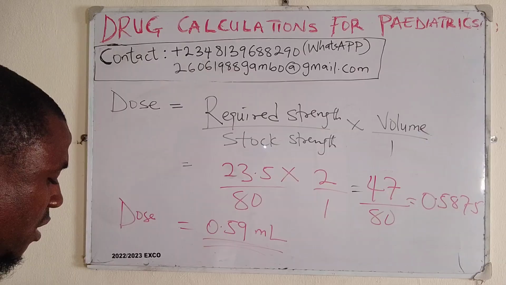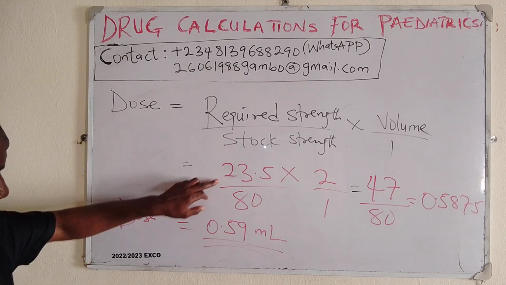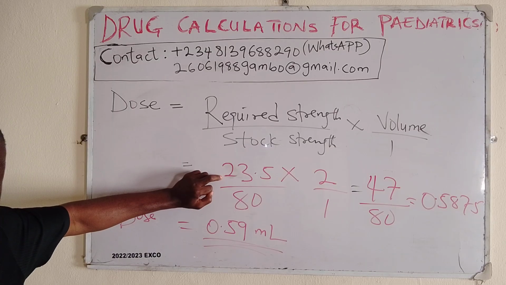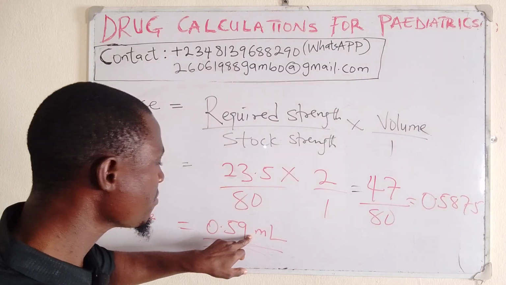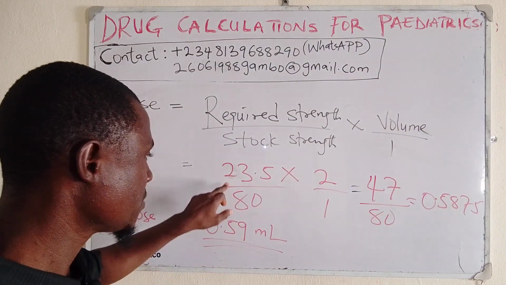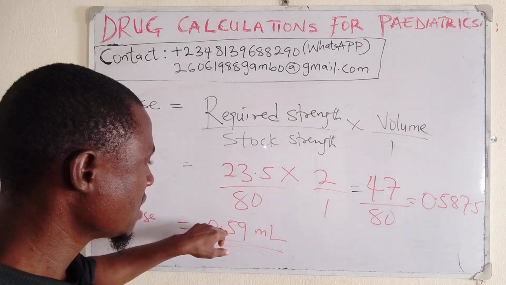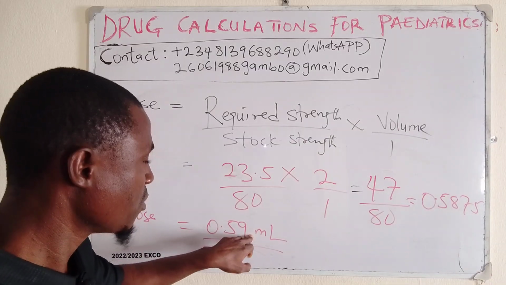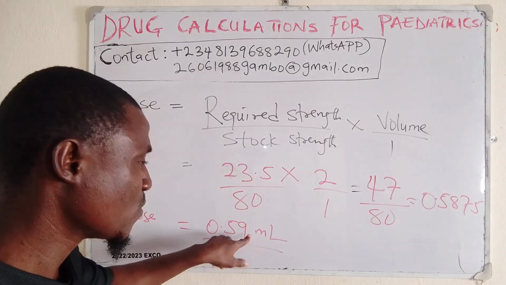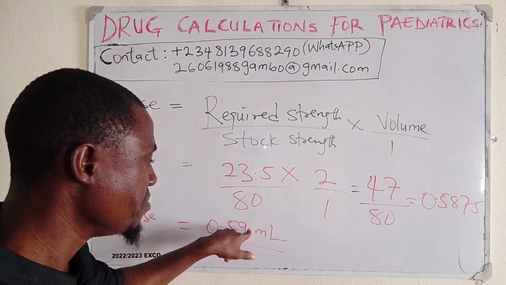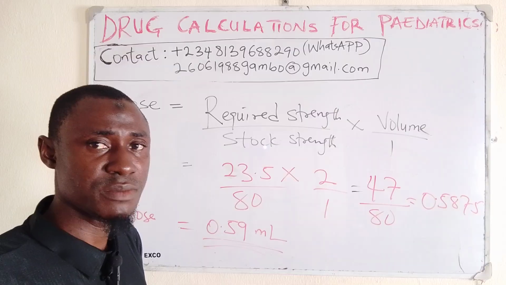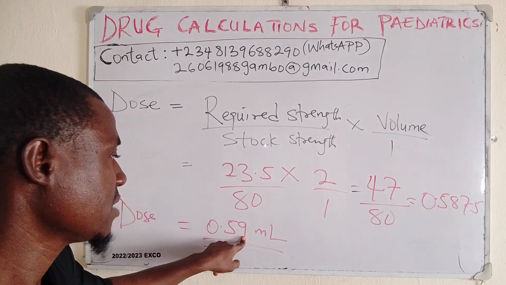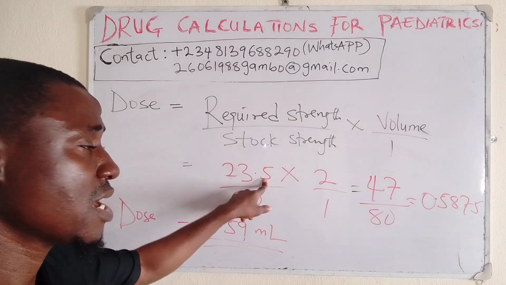Now what does this mean? It means that this particular required strength, the dose we calculated earlier, is the same as this one. We have converted 23.5 milligram into mil. We cannot withdraw milligrams from the syringe, and that's why we have to get the equivalent in mils, for us to withdraw it comfortably without any issue. So 0.59 mil is the same thing as 23.5 milligram.